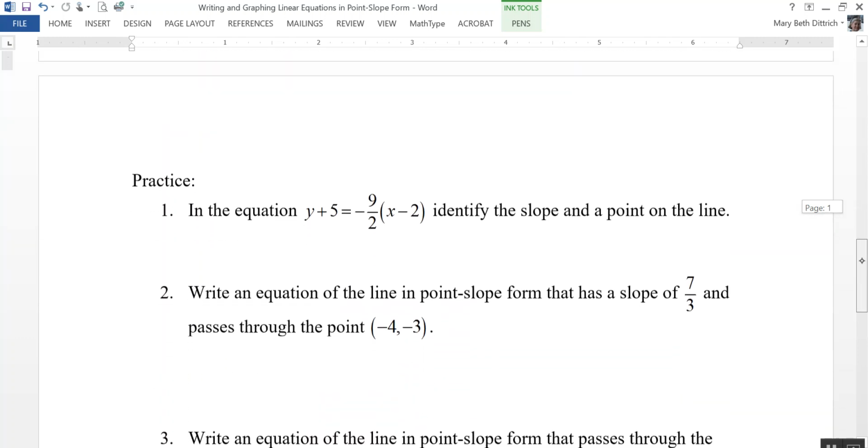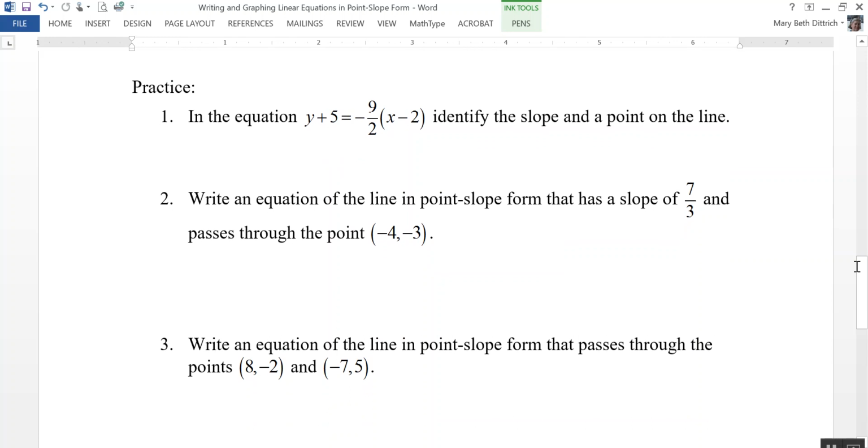So here are some practice problems I'd like you to try. I'd like you to stop the video and do these 4 problems in your math journal, and I'll come back in a few minutes and show you how to do them.